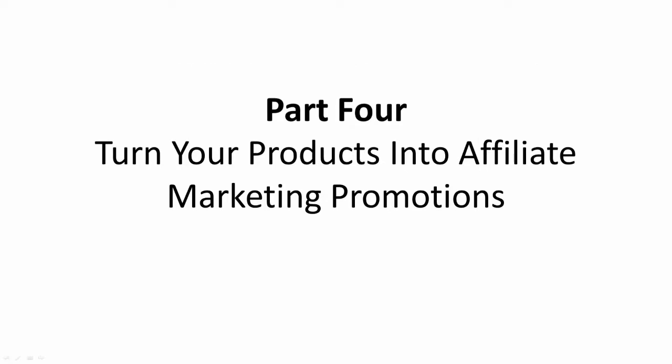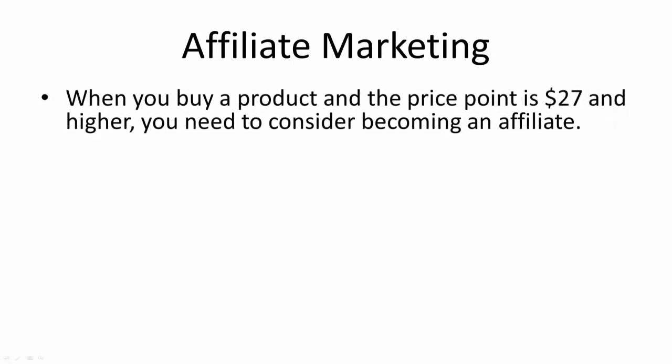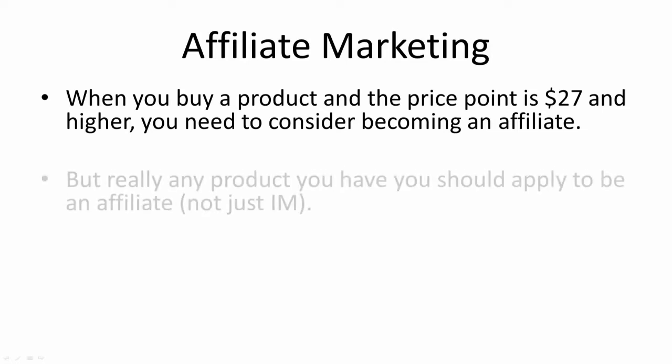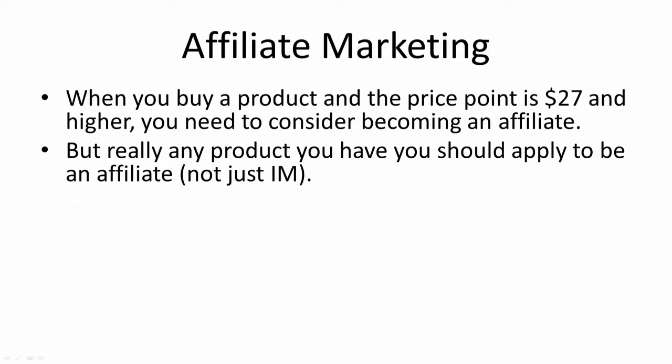Part 4, turn your products into affiliate marketing promotions. Affiliate marketing is a great way to make use of your existing purchases, again, regardless of what the intent was or what the product actually does. Now, when you buy a product and the price point is $27 and higher, one of the things that you can do, and routinely you probably should do, is to consider becoming an affiliate. But the fact of the matter is that any product you have, you should apply to be an affiliate, and not just in the internet marketing niche.